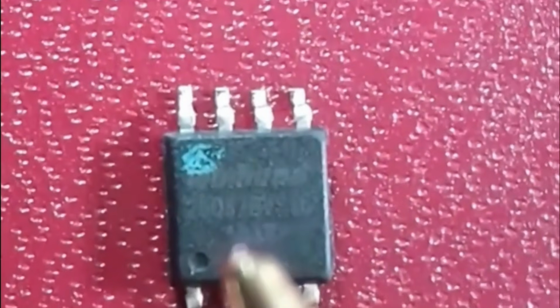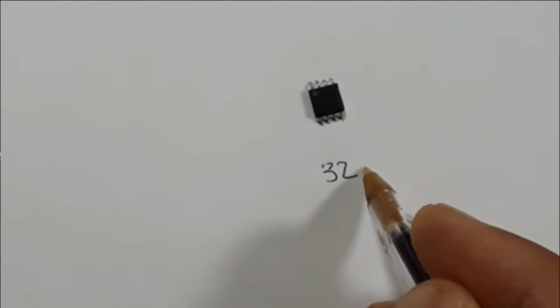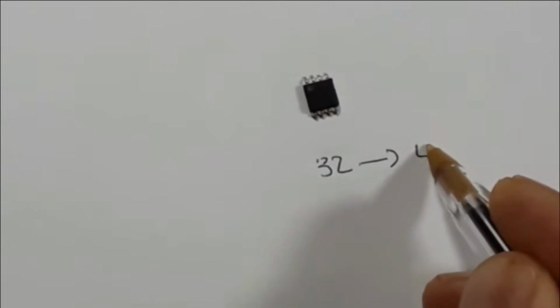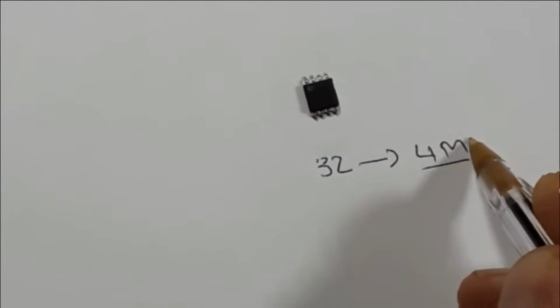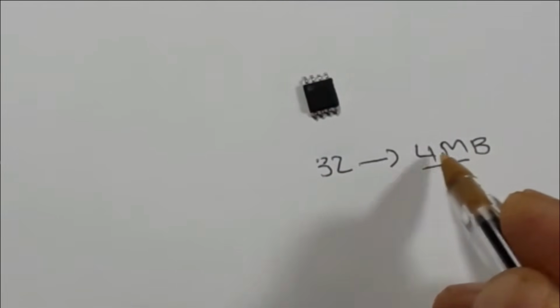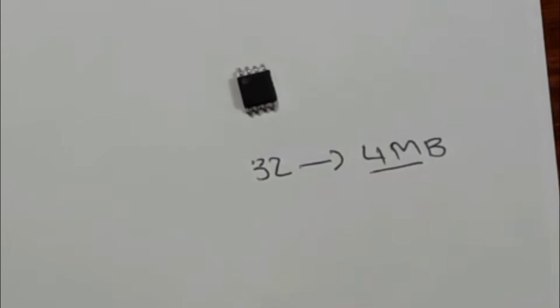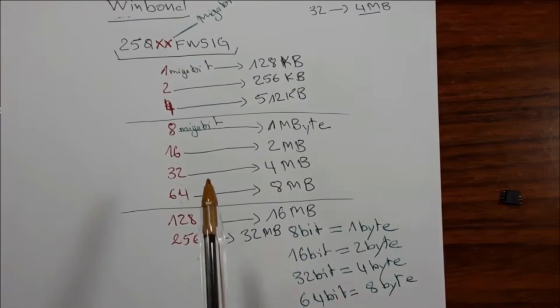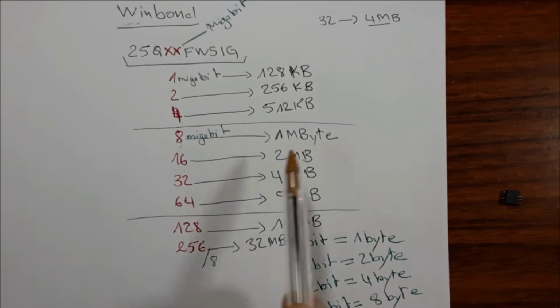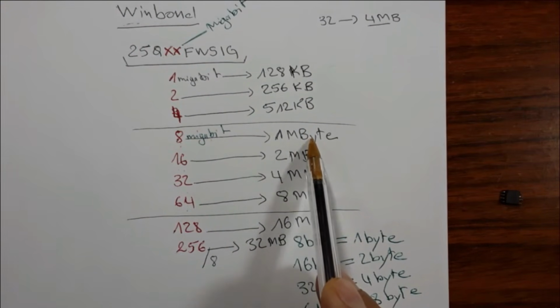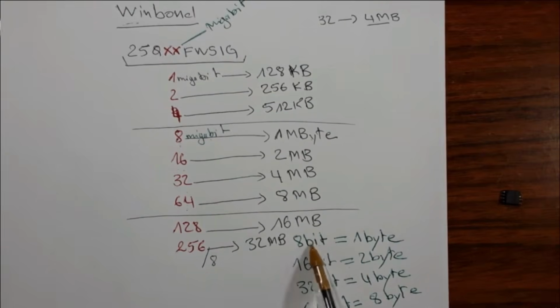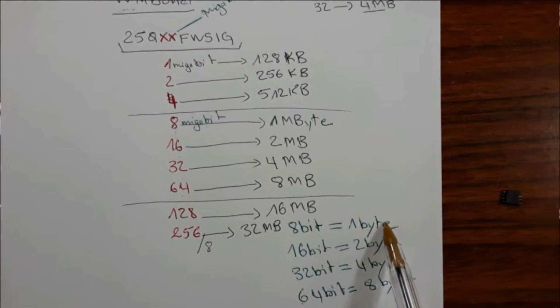Okay, 32 BVS 32. In this BIOS we have 32, as you can see. 32 means 4 megabytes. The size of this BIOS is 4 megabytes. I will show you how I calculate this 4 megabytes. Okay, so 8 megabit equals 1 megabyte. Why? Because 8 bits equal 1 byte.